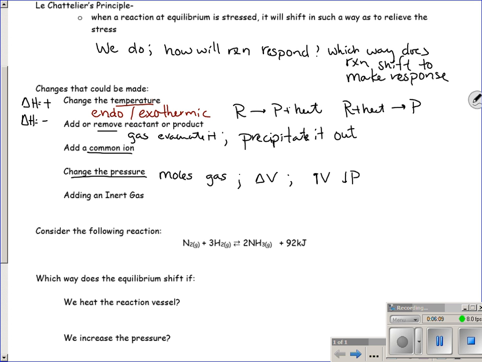I only include adding an inert gas because it does not cause any change at all. Sometimes students think, oh, well, we've added another gas. What we've really done is increase the pressure. But remember that adding more gas is going to increase pressure to the entire system, so it's not going to cause a change in the equilibrium position.